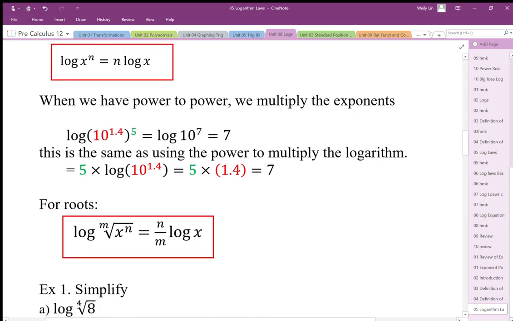Okay, so let's test this out. This is our power to power rule here. So if I have power to power, I multiply and I get 7. Okay, log base 10 of 10 to the 7 is 7.